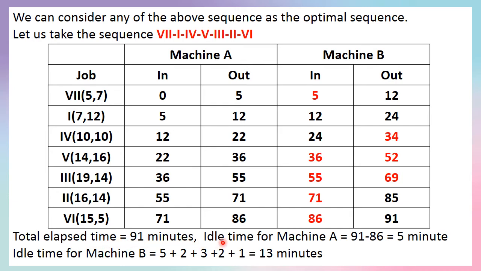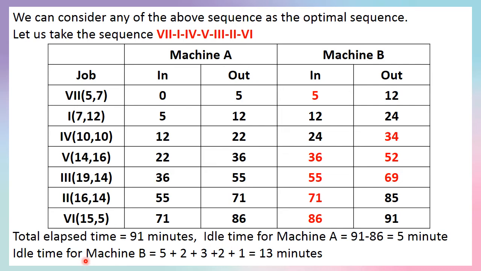Now we need to calculate the idle time for machine A. It is easy: total elapsed time minus the out time of machine A. Then we will get the idle time for machine A, that is the resting time. After 86 minutes machine A does not have any job, so 91 minus 86, that is 5 minutes, A is getting rest.